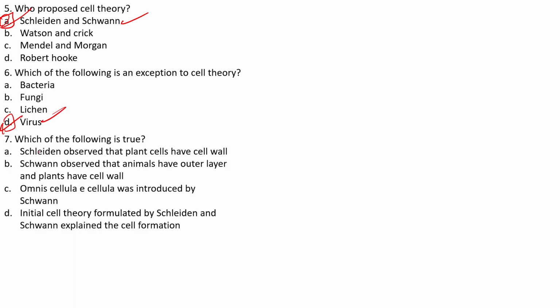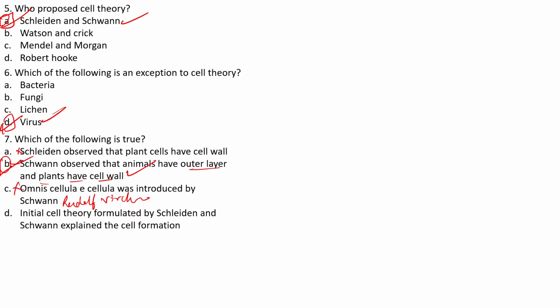See, the first statement tells us that Schleiden observed that plants have a cell wall. No, it was mainly Schwann who observed that plants have a cell wall, so it is not a true statement. Schwann observed that animals have an outer layer and plants have a cell wall. Exactly, this statement is true. B is our true answer over here. Omnis cellula e cellula was introduced by Schwann? No, it was done by Rudolf Virchow. This guy was the one who introduced it. So C is a wrong statement.